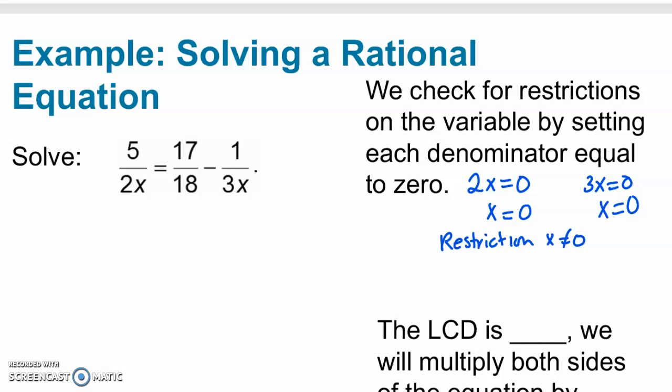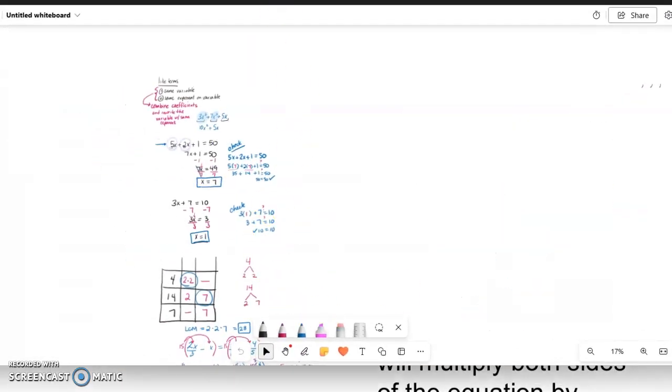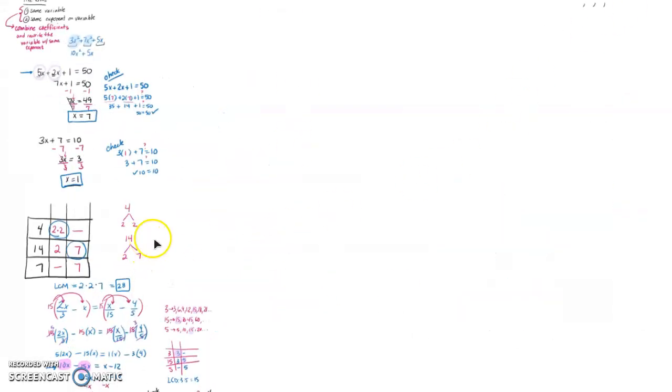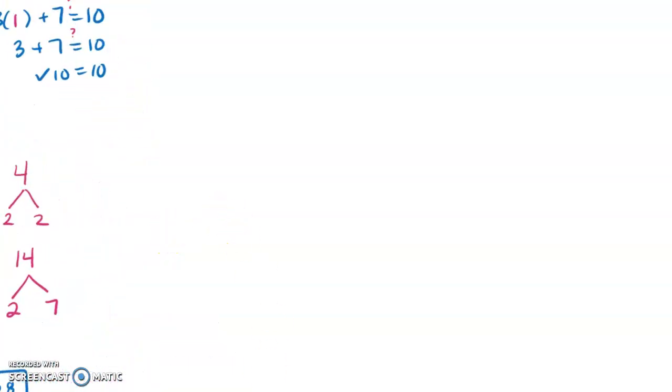So let's look at this one. Now, in order to clear the fractions, remember I told you, you need to multiply by the least common denominator. So if we were to multiply this by the least common denominator, then we have to find that, and we're going to use the table method to find it. All right, so here is our whiteboard, and let's do our table method here.